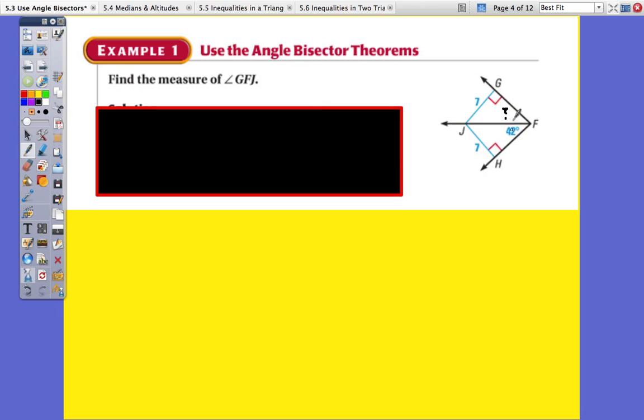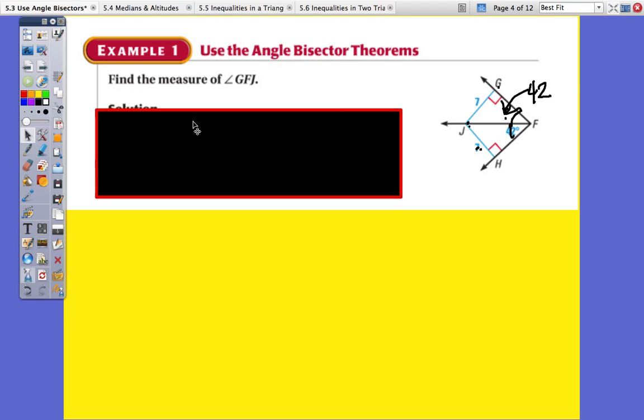There's no congruent arcs here, but all we know is that the distance from J to G is 7 and the distance from J to H is 7, same distance. And these are perpendicular segments. So that means that by the converse of the angle bisector theorem, this must be an angle bisector. So if this is an angle bisector, that means this angle is congruent to this angle. So the missing angle we're looking for is also 42 degrees.